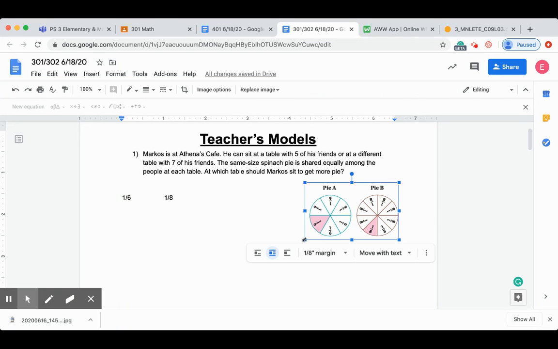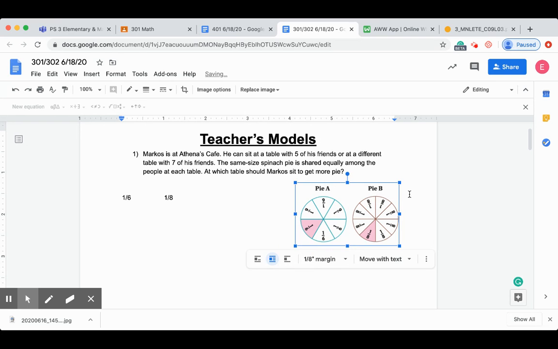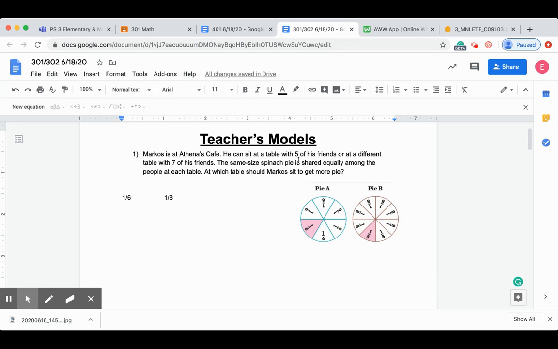So if we look at our picture that we have right here, we already have it drawn out. We have pie A, which is the table with 5 of his friends, where it's broken into 6ths, and he gets 1/6. And the other table with 7 of his friends, which would be 8 equal pieces, including him, and he gets 1/8. Now, we can see by looking at the two pictures that 1/6 is bigger than 1/8.